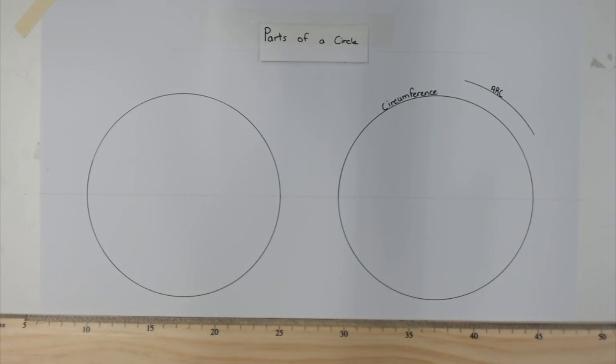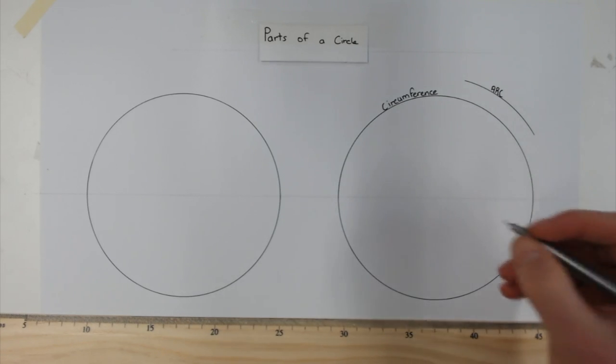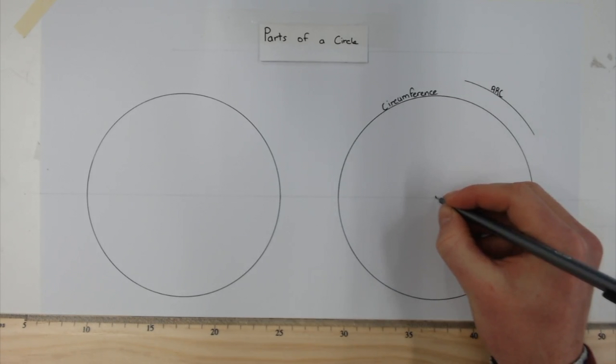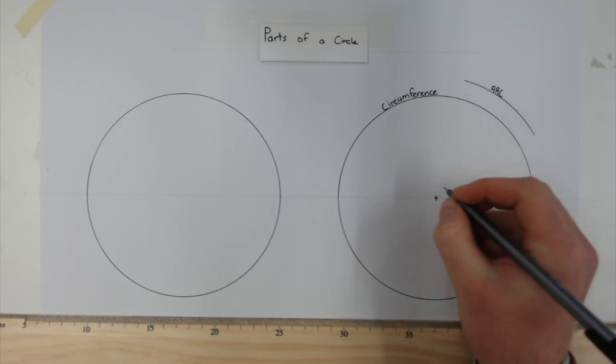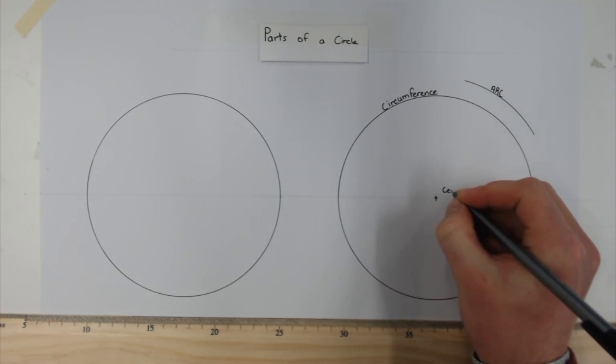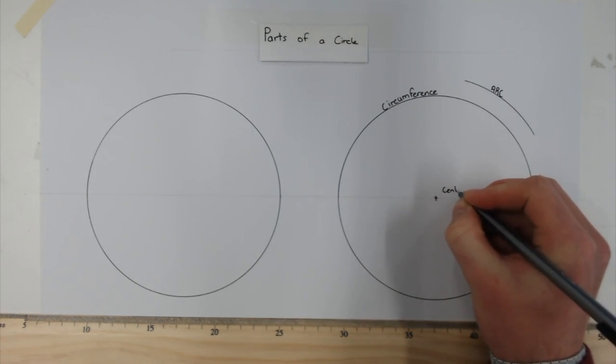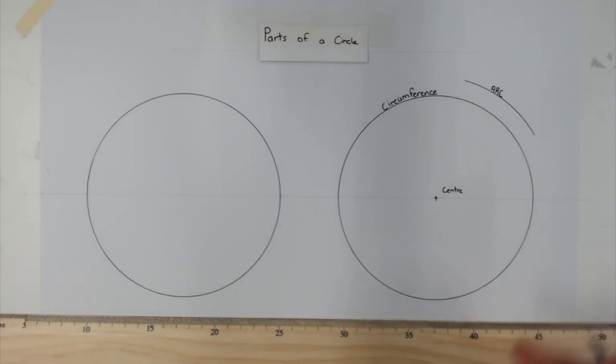Now, the next thing I'm going to find is the center point. Later on we're going to find out how to find the center point if we haven't been given it. But here I actually drew the circle so I know where it is. It's right there. And I'm going to label that as being the center, which is sometimes referred to as the center point. Now, I'm going to add a little bit of color here, mix it up a little bit.